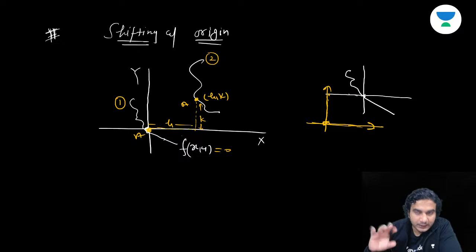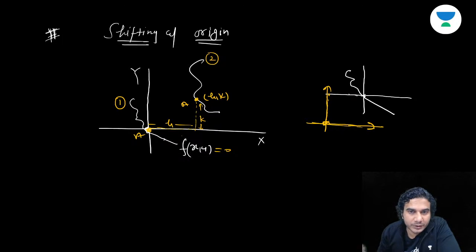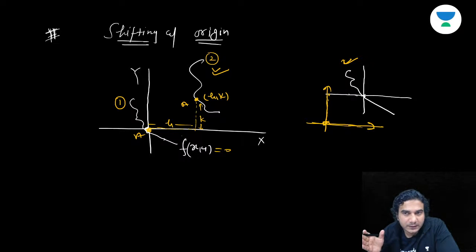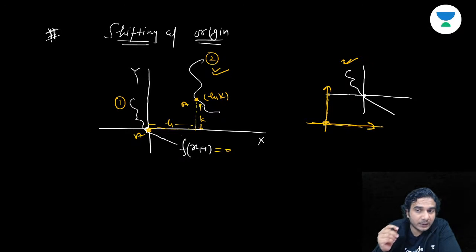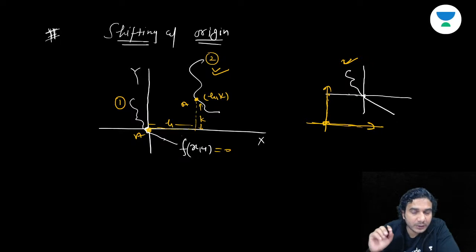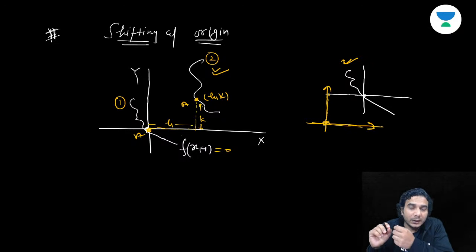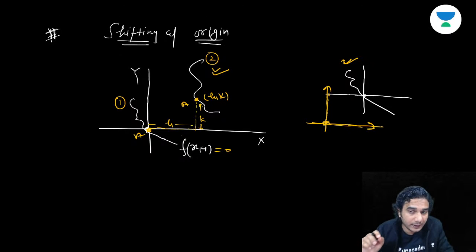Can you see this? These two cases are representing the same position of this curve. This is the final position, right? And this is the final position. So in the first one, you are shifting the curve by h units towards positive direction of x-axis and k units towards positive direction of y-axis. The same process can be done by keeping the curve at the same position but moving the origin h units in the negative direction of x and k units in the negative direction of y.